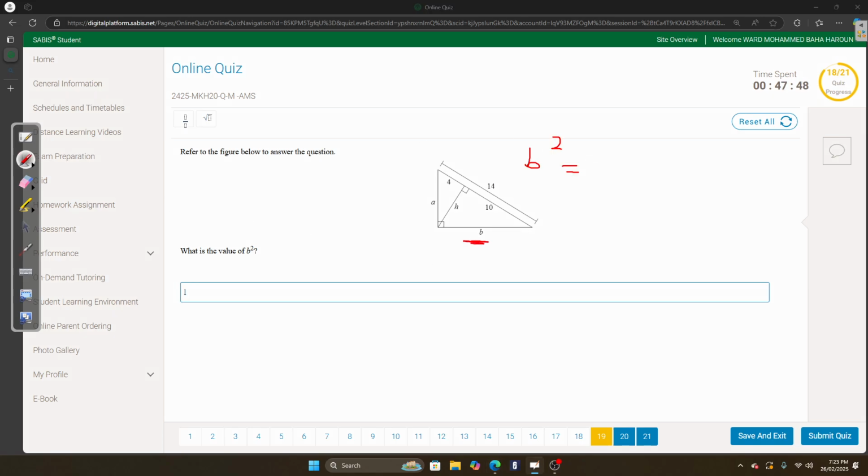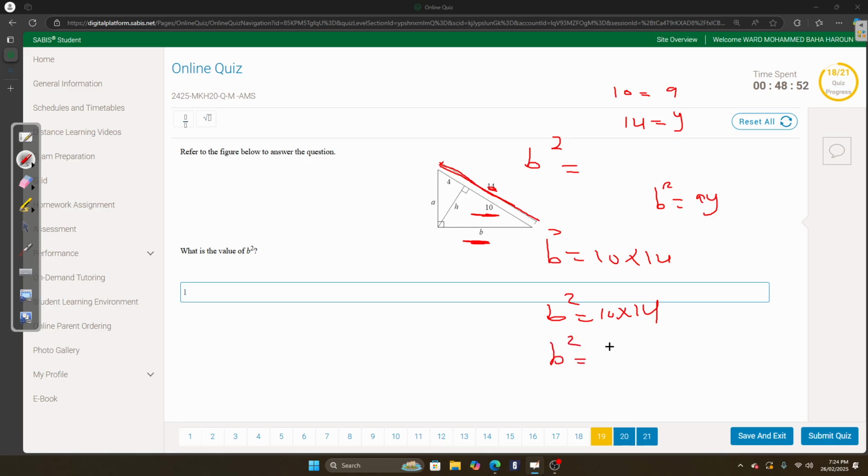Okay, for this one, guys, b squared is equal to 10 times 14, okay? The formula for these types of questions, when they give you this line and ask for the other part, is similar, but just for this one, let's say 10 is equal to a and 14 is equal to y. b squared is equal to ay. That's the formula. So since 10 is a and 14 is y, b squared is equal to 10 times 14, which is b squared is equal to 140.